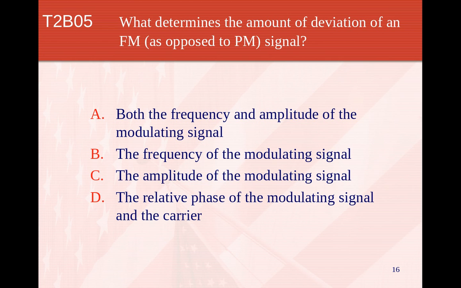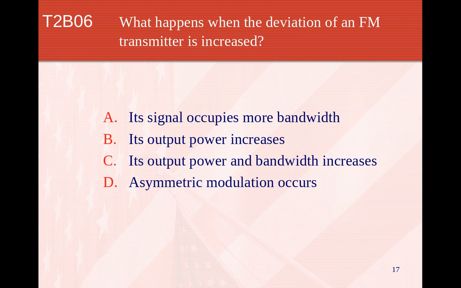What determines the amount of deviation in FM as opposed to PM signals? The amplitude of the modulating signal. The higher the amplitude is, the wider the deviation, or the wider the bandwidth is going to be. What happens when the deviation of an FM transmitter increases? The signal occupies more bandwidth.